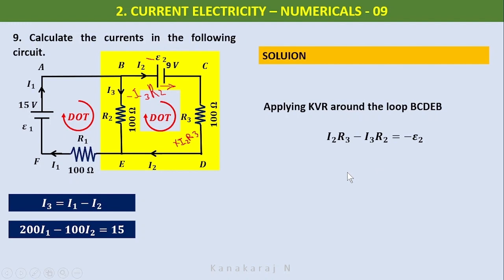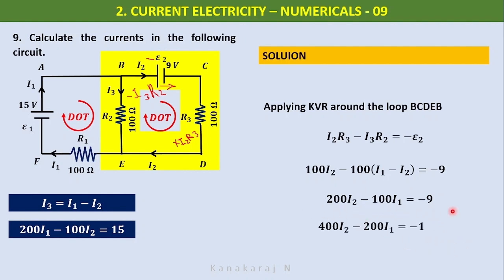Now let us substitute the values of R3 and R2. R3 is 100 ohms. So 100 I2 minus 100 I3, and in place of I3 I substitute I1 minus I2, equals minus 9. 100 I2, plus another 100 I2, so totally I have 200 I2 minus 100 I1 equals minus 9. Let me multiply the equation by 2. So I get 400 I2 minus 200 I1 equals minus 18. Let me keep it here for further reference.